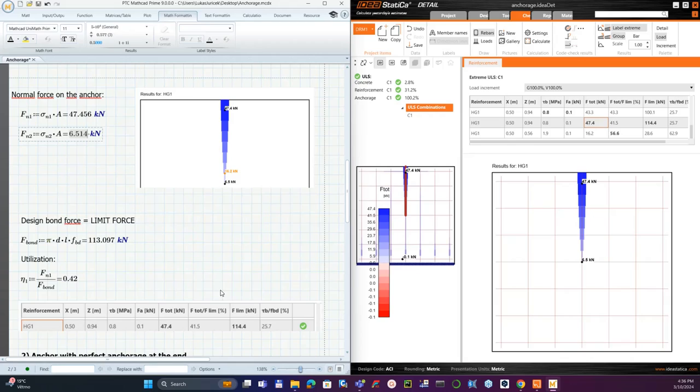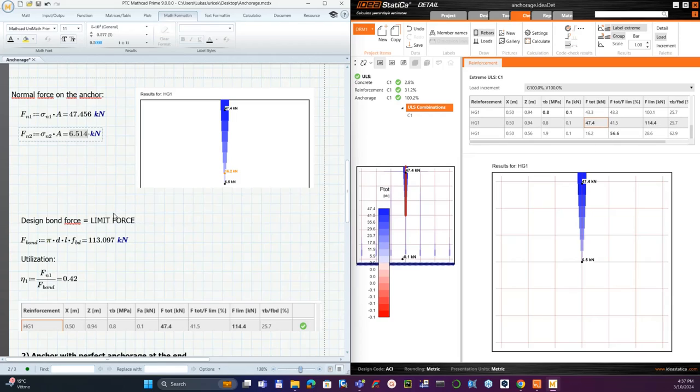Right now, if you have a pure anchor without any anchorage shape, all the forces have to be transferred via the design bond stress. Otherwise, the reinforcement will be pulled out from the concrete. So what is F_lim? F_lim is very important. This is the limit force. There are two conditions. For a straight anchor, there is only one, and this is the bond strength, or sorry, the design bond stress. So my design bond stress, based on the calculation of IDEA StatiCa, is 114.4 kilonewton.